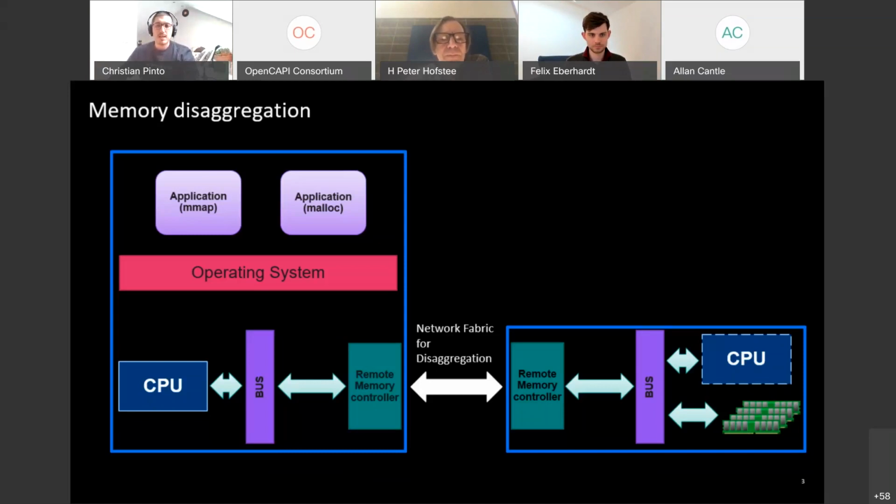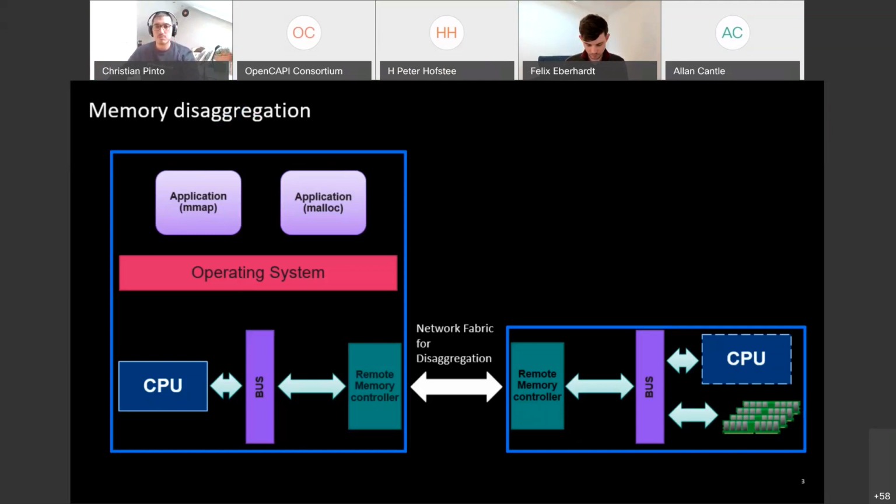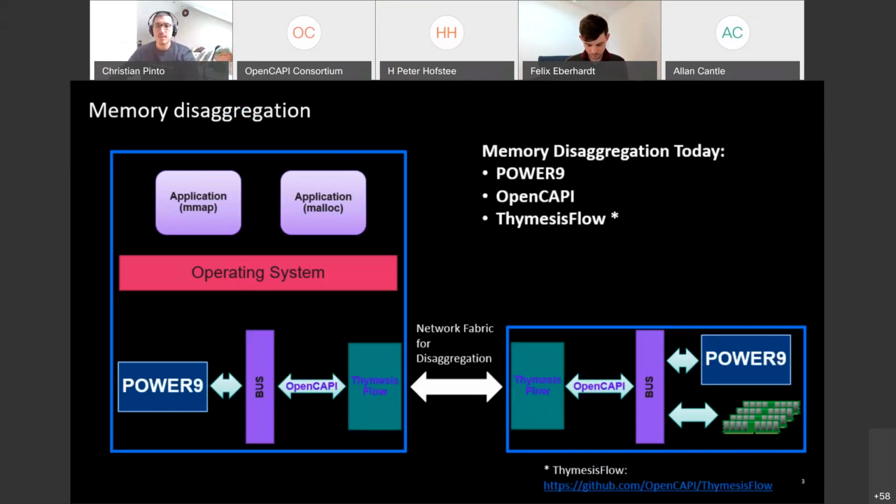And this is quite a, let's say, new concept in the sense that you don't find this in any CPU yet, but there is a way for you to work with memory disaggregation today, and it is by using Power 9 machines. Thanks to OpenCAPI and the ThymesisFlow prototype, which is a project of ours at IBM Research, we are basically able to implement a memory borrowing system across Power 9 machines. And all of this is possible because of the coherent attachment that OpenCAPI enables.